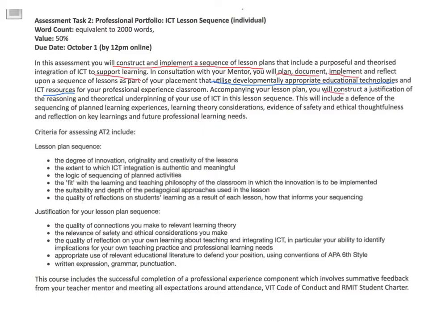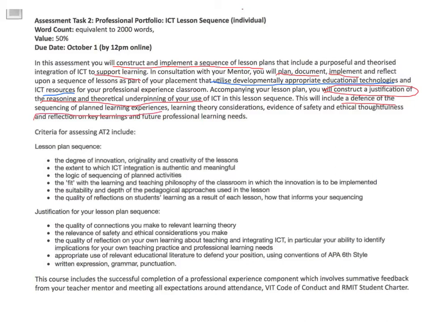So here's this. You're constructing a justification of the reasoning and theoretical underpinning of your use of technology in this sequence. So here's what we want you to do, and this is where, for me, the crux of the assignment is. It's in the defense of the choices that you've made around how you've sequenced the planned learning experiences.